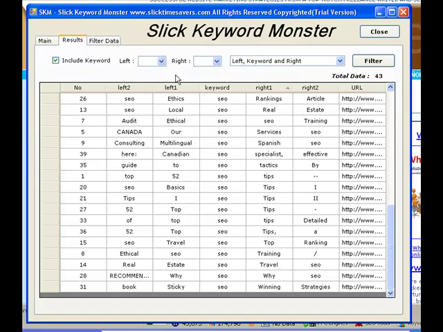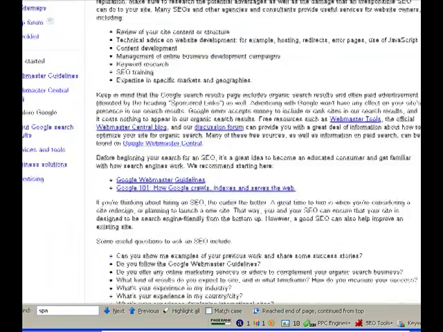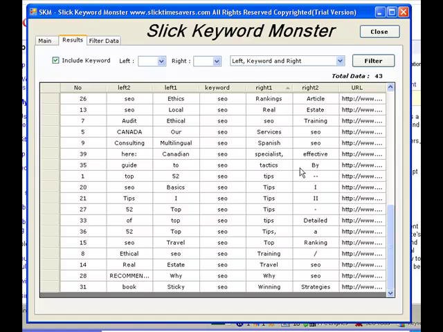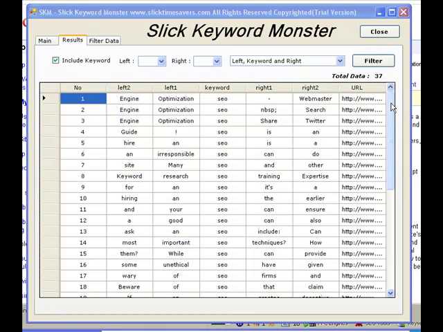Then, to make it even more interesting, we went over to the second place site for SEO tips, which happened to be google.com support for SEO tips. But they don't have it mentioned in the title. They just say see tips and tricks for the SEO and the tips and broad match. So I went over to that page. It's a standard google.com page. I ran that in Slick Keyword Monster, put it in there, and started it. It came back fairly quickly. The word SEO was on the page 37 times.